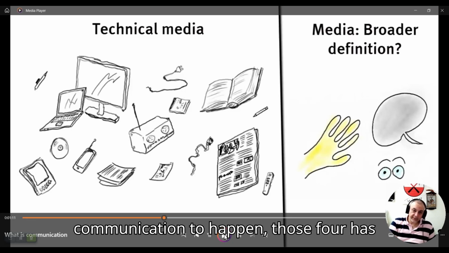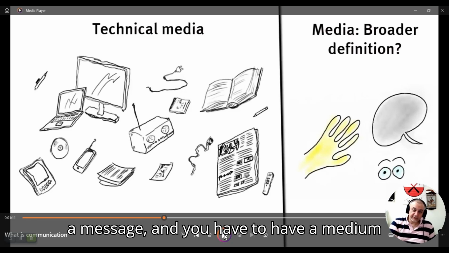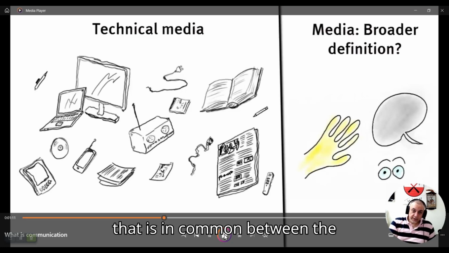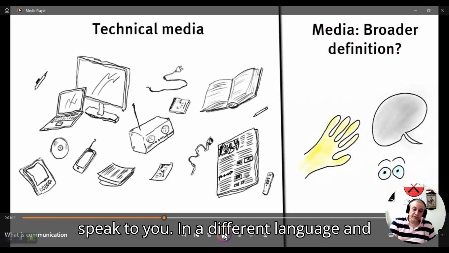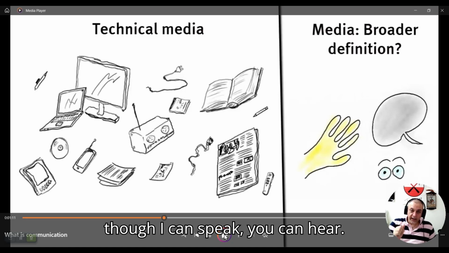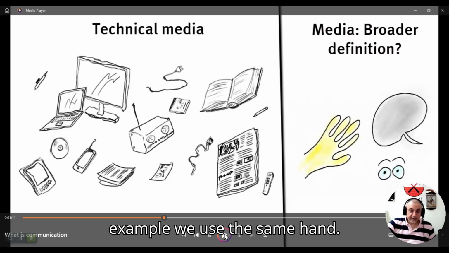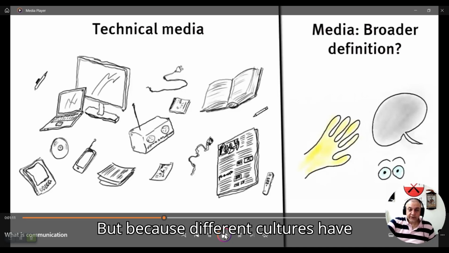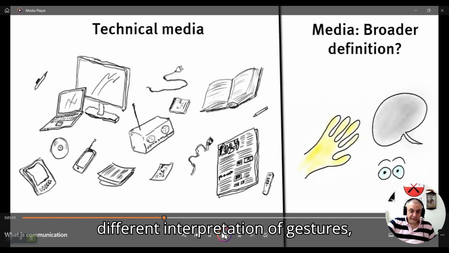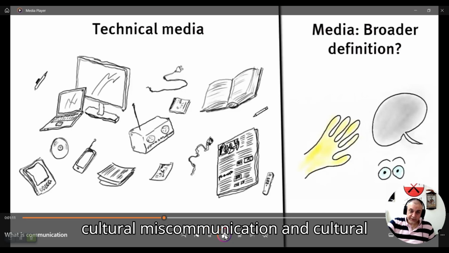So for a communication to happen, those four have to work. You have to have a sender, you have to have a receiver, you have to have a message, and you have to have a medium that is in common between the sender and the receiver. Meaning, if I speak to you in a different language and you do not know that language, the communication does not happen. Even though I can speak and you can hear, we have what's called miscommunication. Gestures are very cultural, and for example, we use the same hand, but because different cultures have different interpretations of gestures, there could be miscommunication or misunderstanding, cultural miscommunication and cultural misunderstanding.